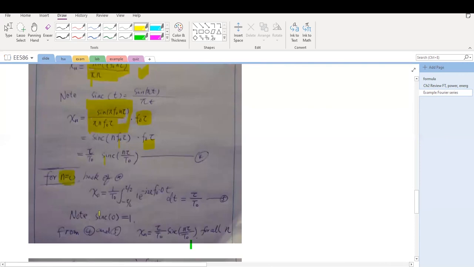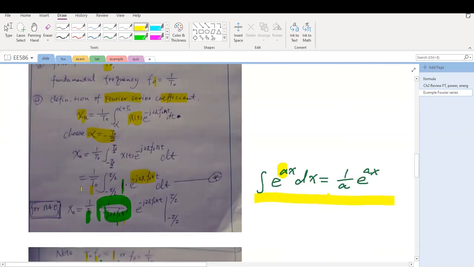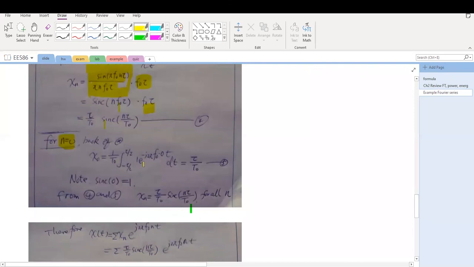What about if n equals 0? We need to go back to the definition of the Fourier series. This is a Fourier series. When n equals 0, we cannot use this formula. We want to insert n equals 0 here. For n equals 0, e to the power j 0, that's 1. If we do this integral, that equals tau divided by T naught. But we know that sinc 0 equals 1.